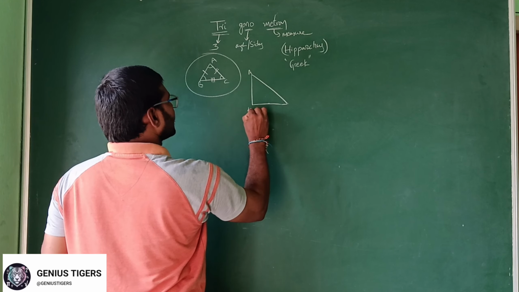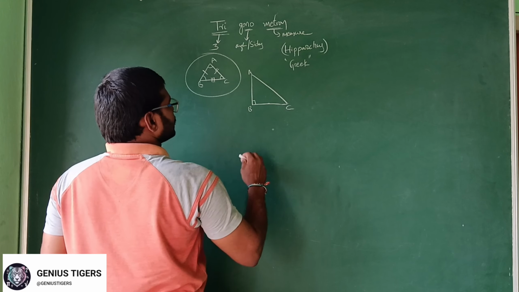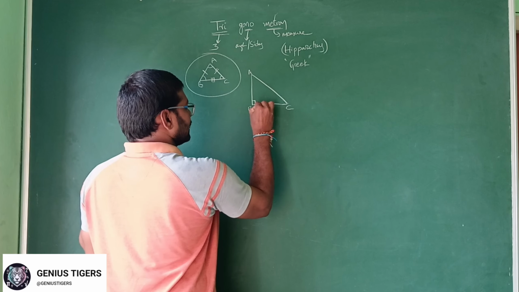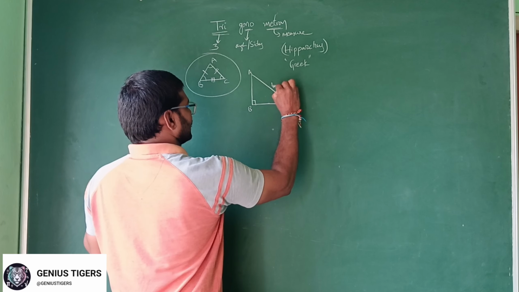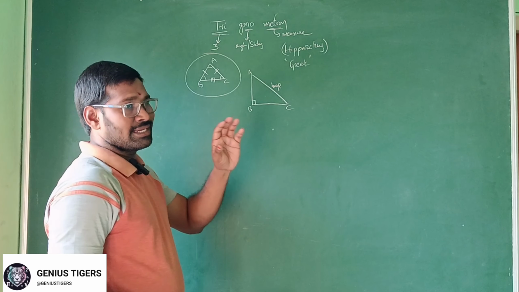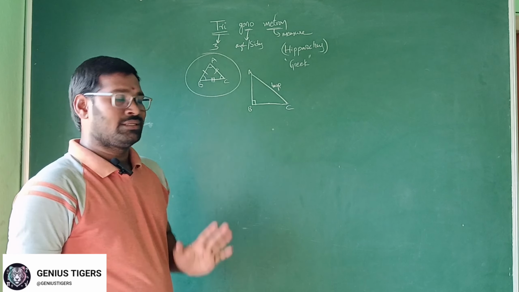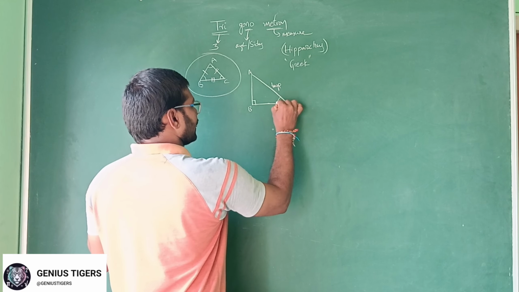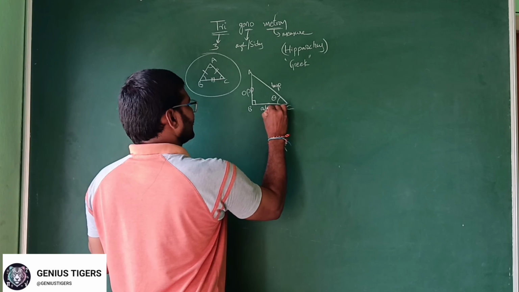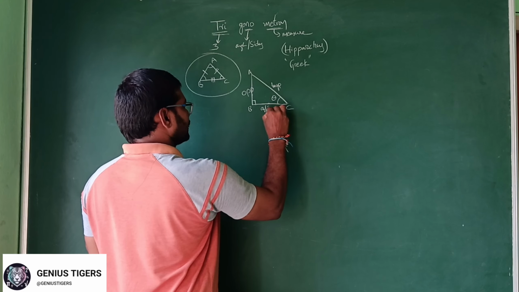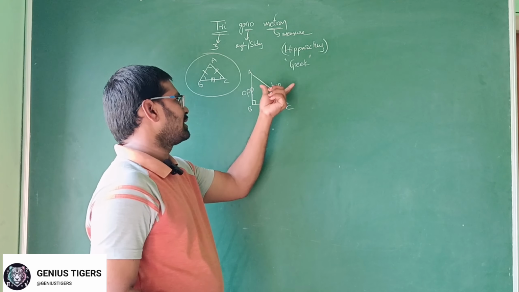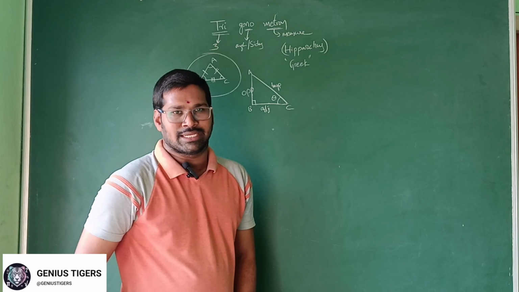So why are we using the right angle triangle? See here, the side opposite the longest angle is the longest side, and the longest side is called the hypotenuse. In a right angle triangle we have 90 degrees. Suppose I am taking theta here, this is the opposite side, and this is the adjacent side. This is the hypotenuse. That is the reason we are using the right angle triangle.